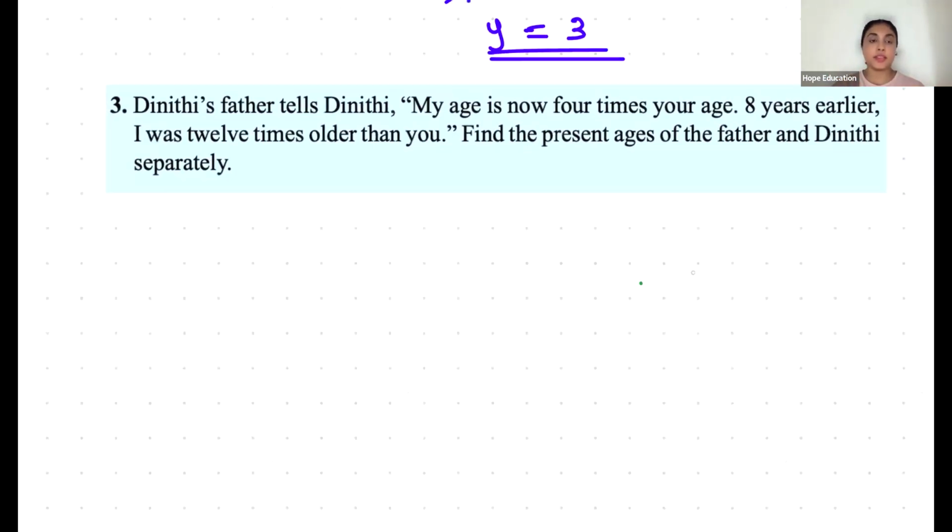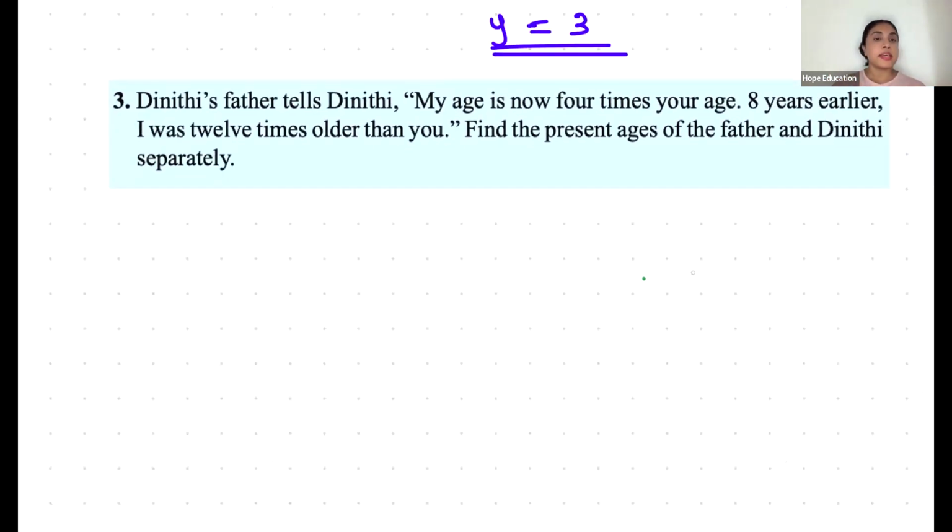And back to this. This is the last question. Homework. Okay. Diniti's father tells Diniti, my age is now 4 times your age. 8 years earlier, I was 12 times older than you. Find the present ages of the father and Diniti separately. First of all, we have to make a simultaneous equation. Right? We have to make 2 simultaneous equations.